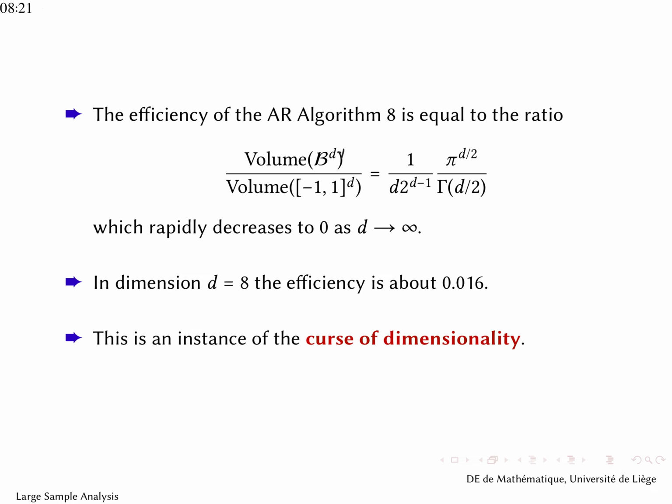If we want to calculate the efficiency of this accept-reject algorithm, we divide the volume of the d-dimensional hyperball by the volume of the d-dimensional hypercube in which it is contained, and we see that this will rapidly decrease to 0. So if my number of dimensions increases, my efficiency goes quickly to 0. If my dimension is 8, the efficiency is only 1.6%, and this is clearly an instance of the curse of dimensionality. So we will need another algorithm to sample within a d-dimensional hyperball or on a d-dimensional hypersphere.